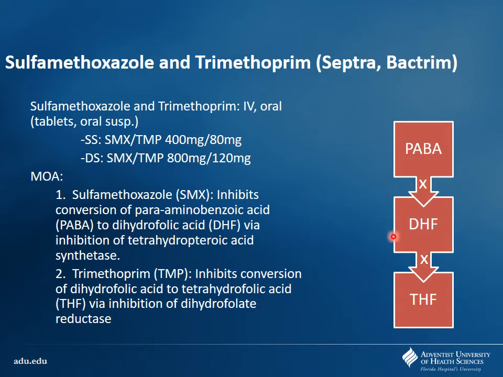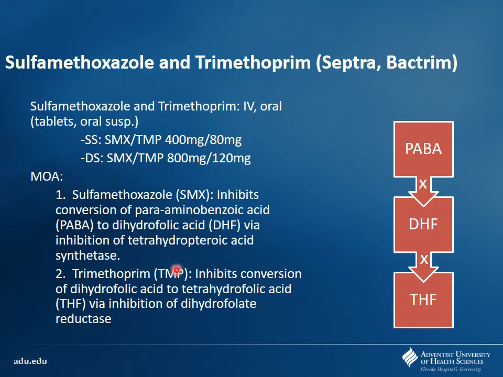Basically, these are working on two different steps in the pathway. Sulfamethoxazole, commonly abbreviated as SMX, is going to inhibit conversion of para-aminobenzoic acid, or PABA, to dihydrofolic acid. So you're blocking this step via dihydropteroate synthetase. Again, not important as an enzyme here. Just know this works on PABA to prevent utilization of folic acid.